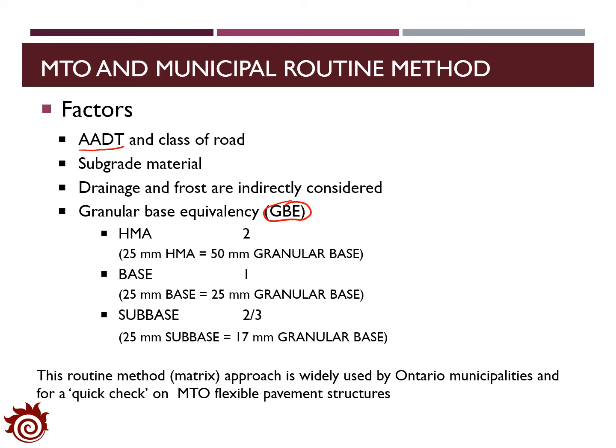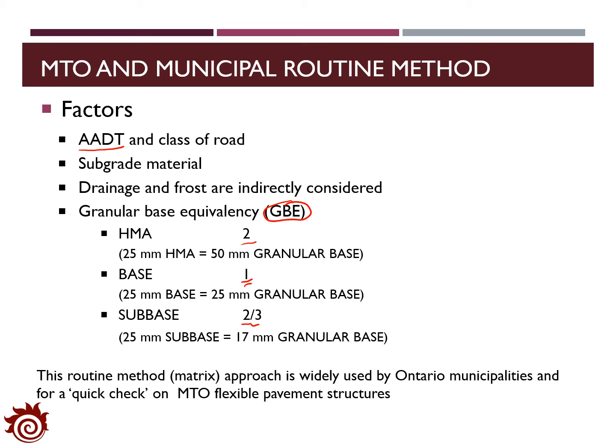Usually for the hot mix asphalt, the GBE is set as 2. This indicates that 25 mm of the HMA will be equivalent to 50 mm of the granular base. For the base, the factor is 1. It indicates that 25 mm of the base is 25 mm of the granular base. For the subbase, the GBE value is smaller, usually set as 2/3, and 25 mm of the subbase is equivalent to 25 times 2/3, that is 17 mm of the granular base.